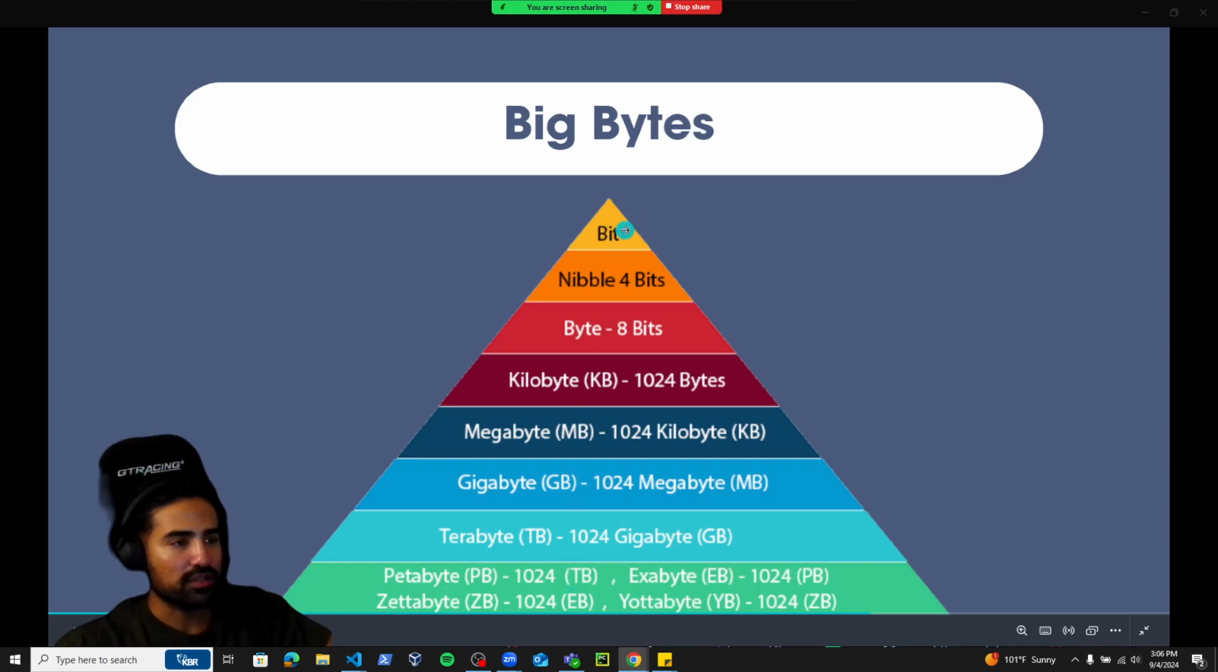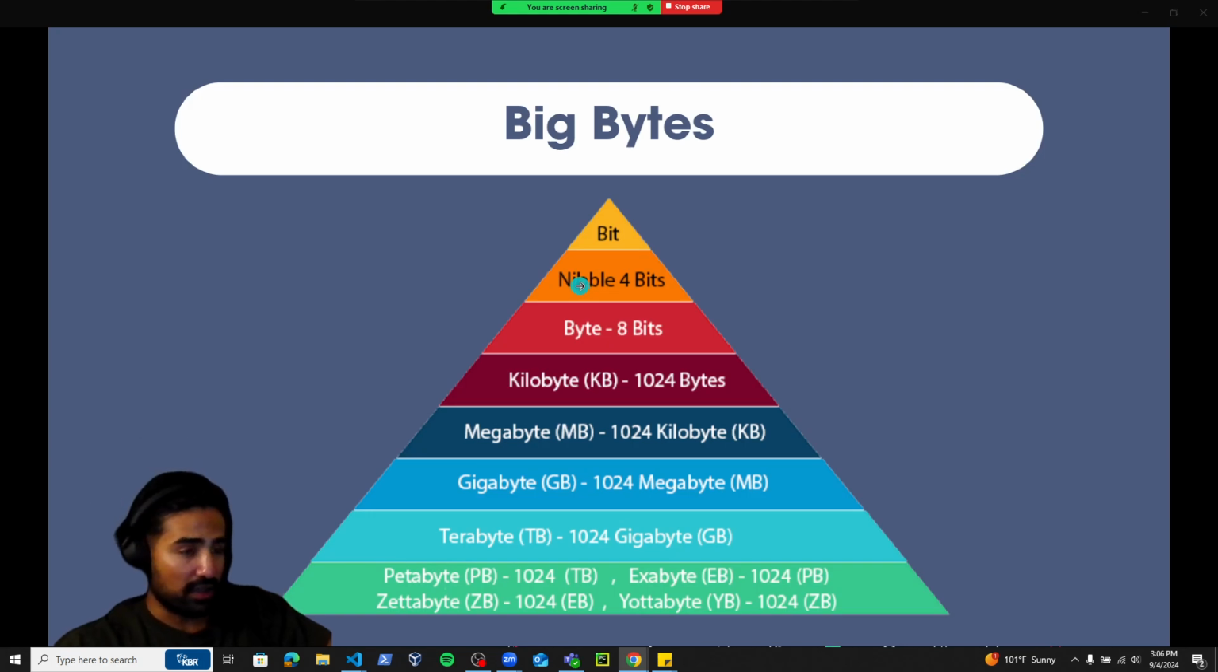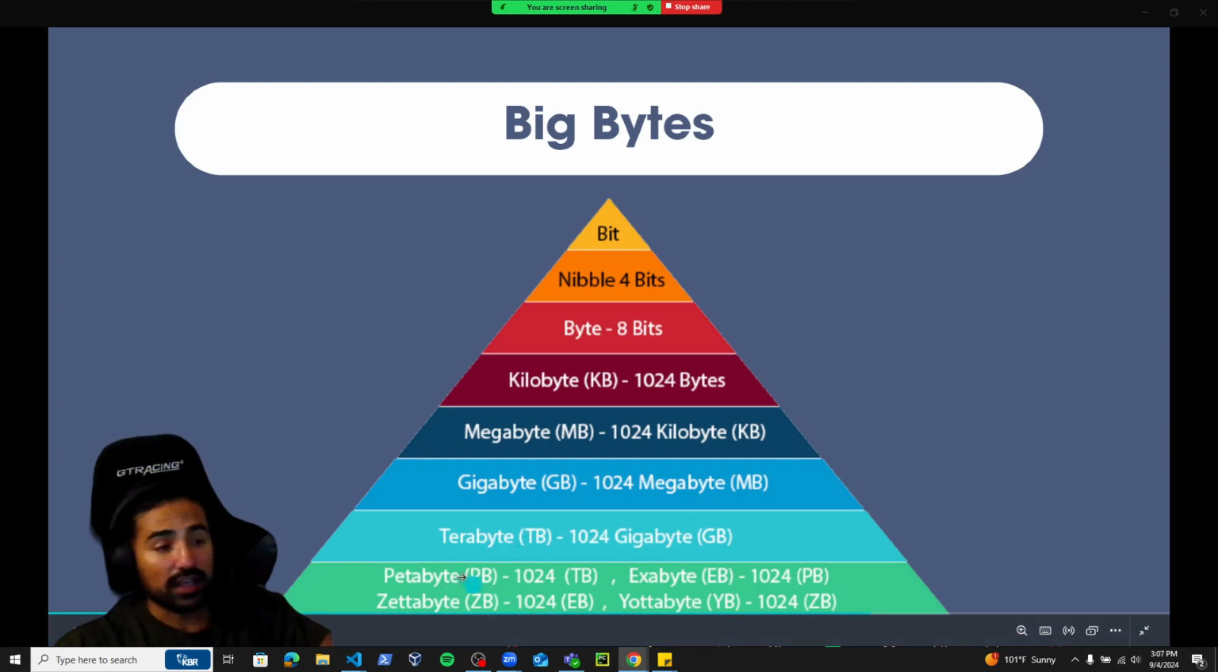So bit, the smallest unit at the top of the triangle. You don't have to know this, but 4 bits, we call it a nibble, funny enough. 8 bits is a byte, as we covered in the previous slide, so you just need to know bit and byte. If you have 1,024 bytes, so just roughly 1,000 bytes is going to be a kilobyte. Roughly 1,000 kilobytes is going to be a megabyte. Roughly 1,000 megabytes is going to be a gigabyte. Roughly 1,000 gigabytes, terabyte, and they go even bigger. We got zettabytes, yottabytes. Those are really, really big.